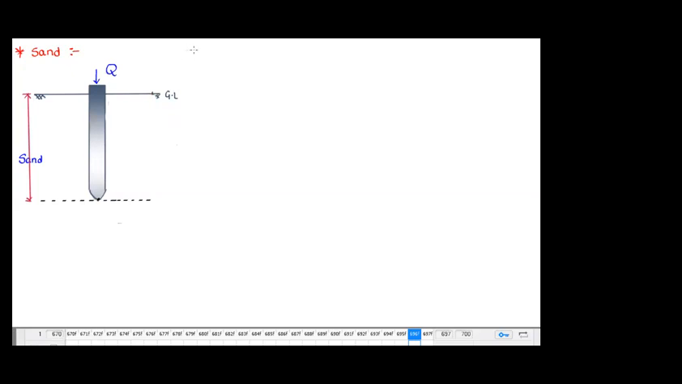First, what is the ultimate load carrying capacity? Again, Qb plus Qs. And Qb is nothing but fb Ab plus fs As. Okay. Now, what is this fb, sir?